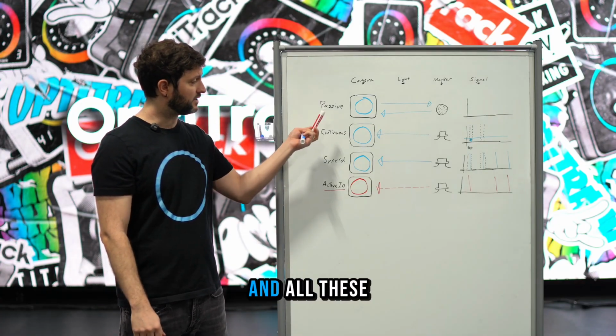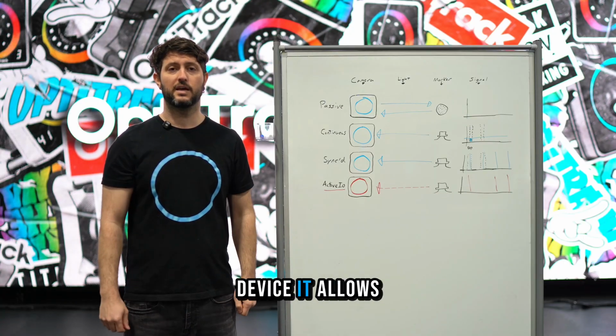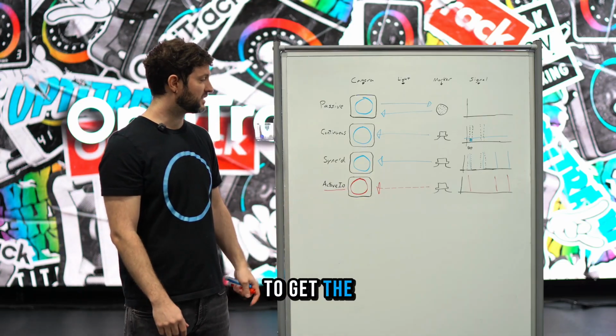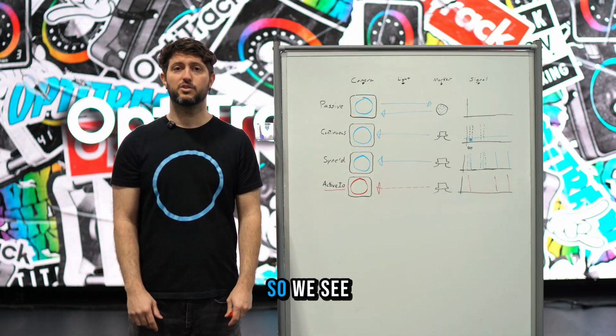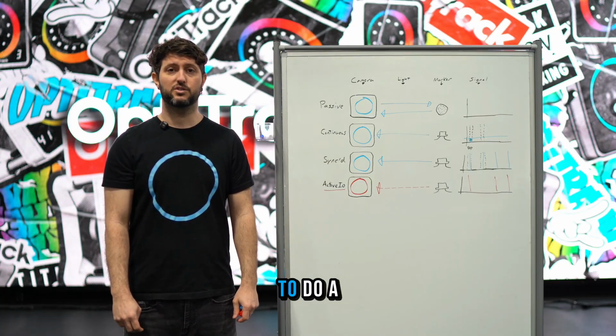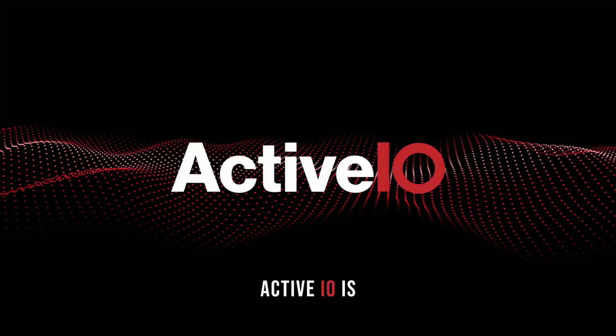With the passive and all these other modes, you'd have to come up with unique configurations with every single device. It allows us to scale to large volumes. It allows us to get the same benefits as synced, so we have brighter markers that can be seen from farther. It allows us to do a lot more and make our systems overall more powerful. Active I/O is a unique technology that allows you to get the most out of your motion capture system.